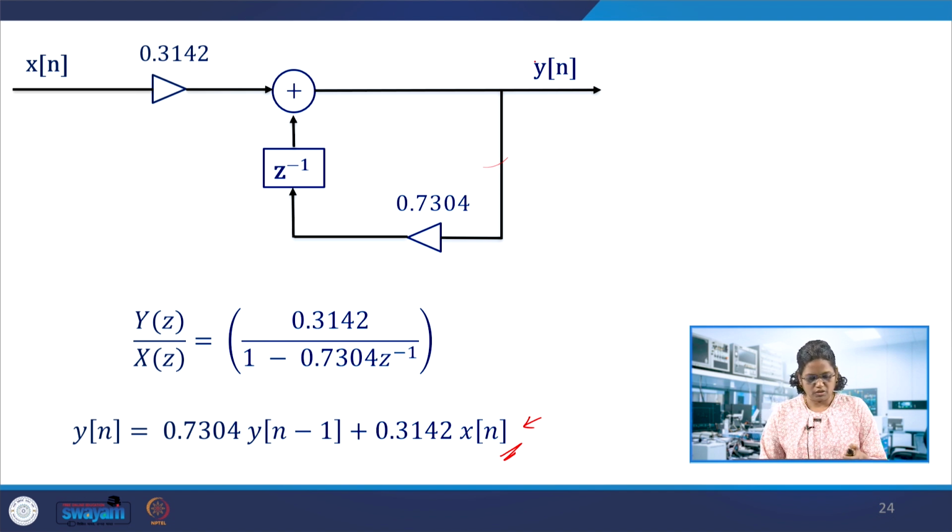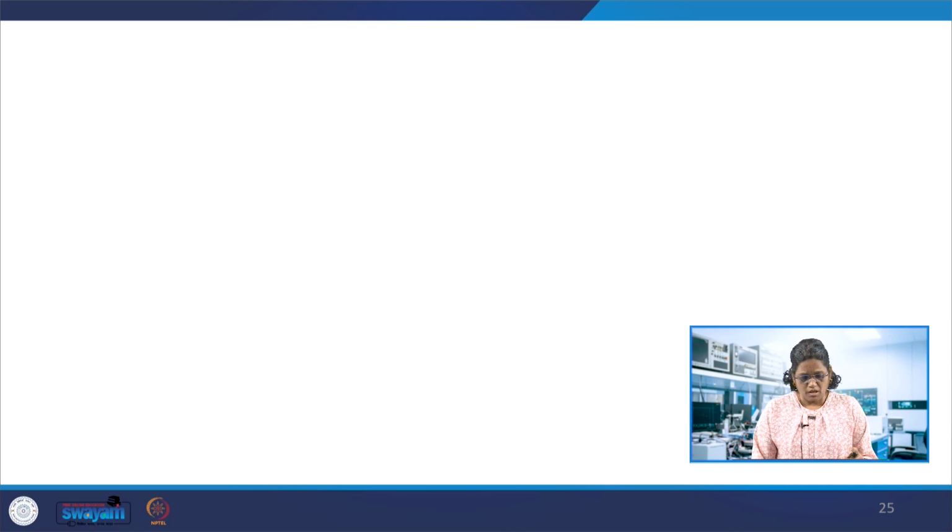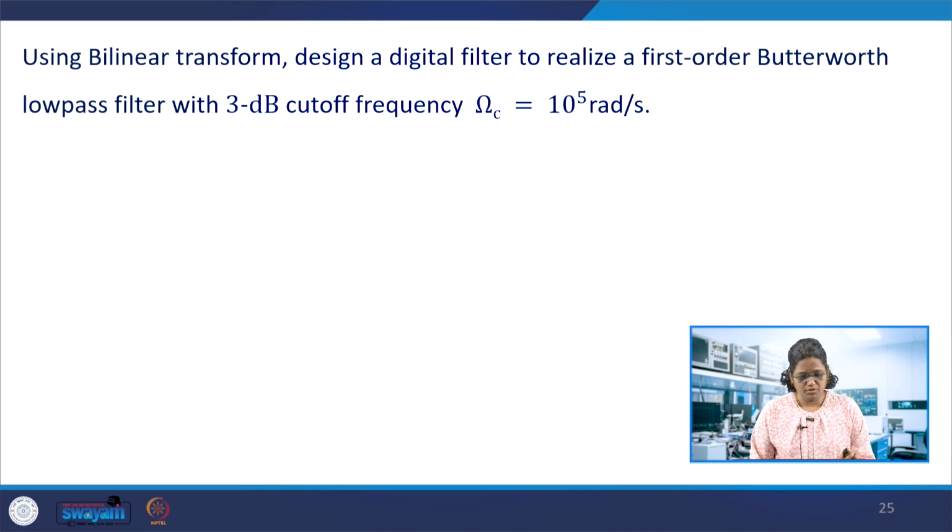So this is the structure, and we know b naught, one coefficient, and a1, another coefficient. With this, we can have the Verilog module also. Small modules can be generated for this to get the filter response. And the same problem, if we do it with the bilinear transform.